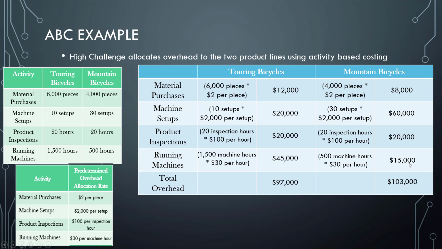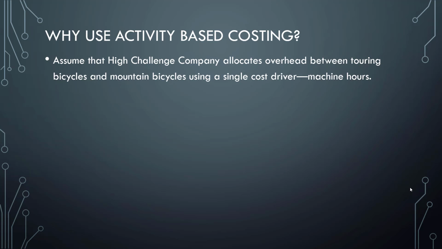So ABC's $200,000 of indirect costs they have to spread out of all of their pools combined got spread out as 97,000 to touring bikes and 103,000 to mountain bikes. Pretty fair split here. Not perfect, but pretty close. Why would we choose to use this system? Because there are times when you can't use a single system in a fair manner.